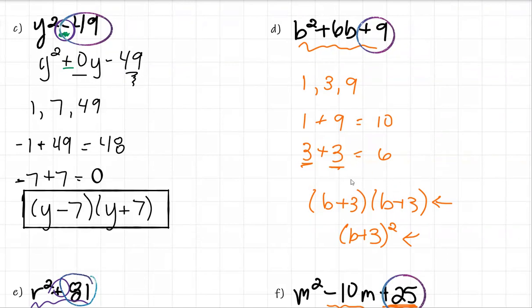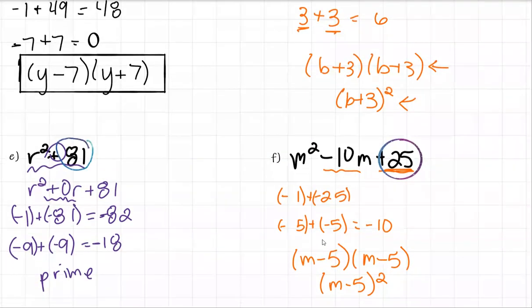Now, but it's crucial, like I can't just have 9 here and say, oh, it's automatically b plus 3 and b plus 3. 3 plus 3 is 6. So this has to be a 6 in order for me to do that. Well, 3 plus 3 is the same thing as 2 times 3. Same idea here. 5 plus 5 is 10. 2 times 5 is 10. And now notice that in our part E, we couldn't do it because this was a plus. It has to be a minus.